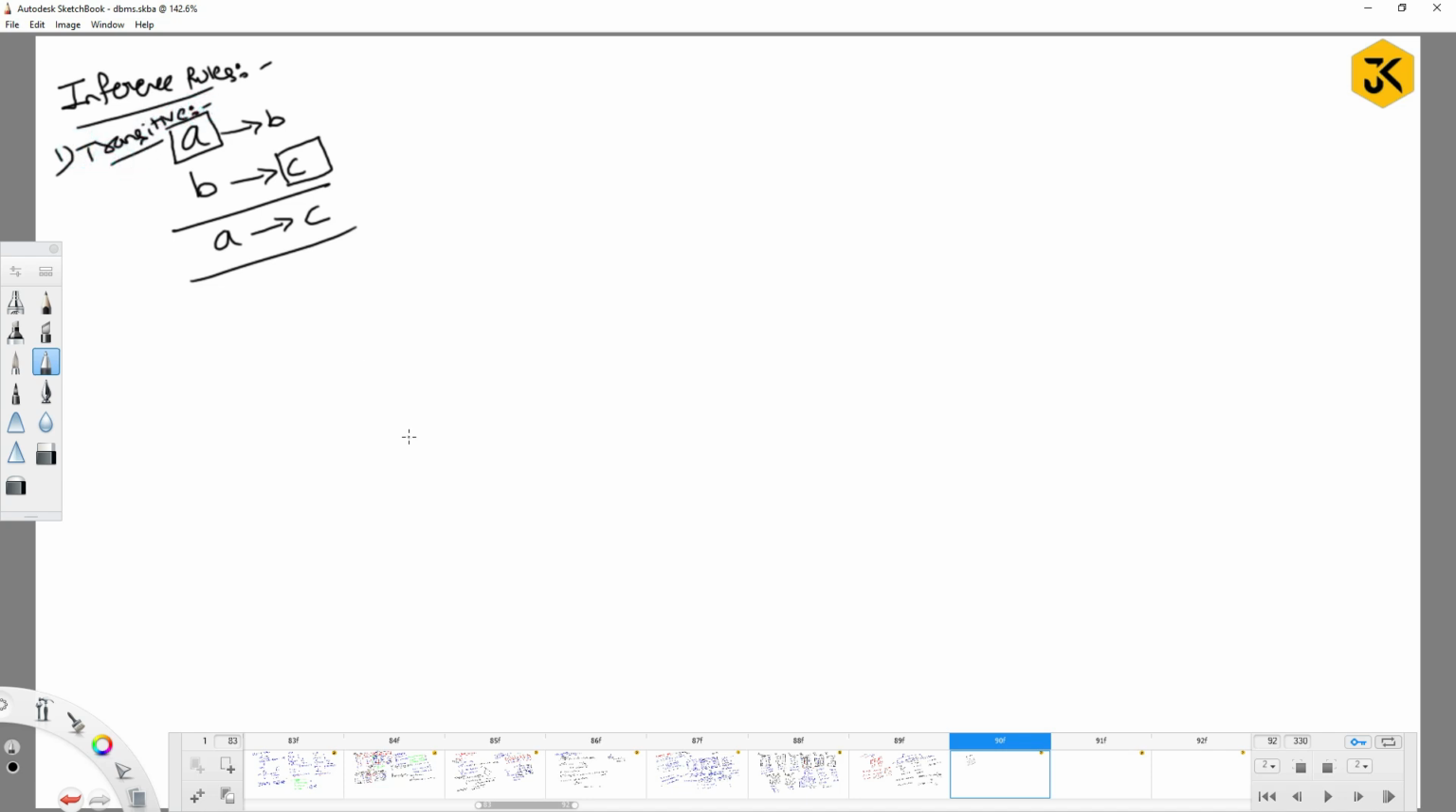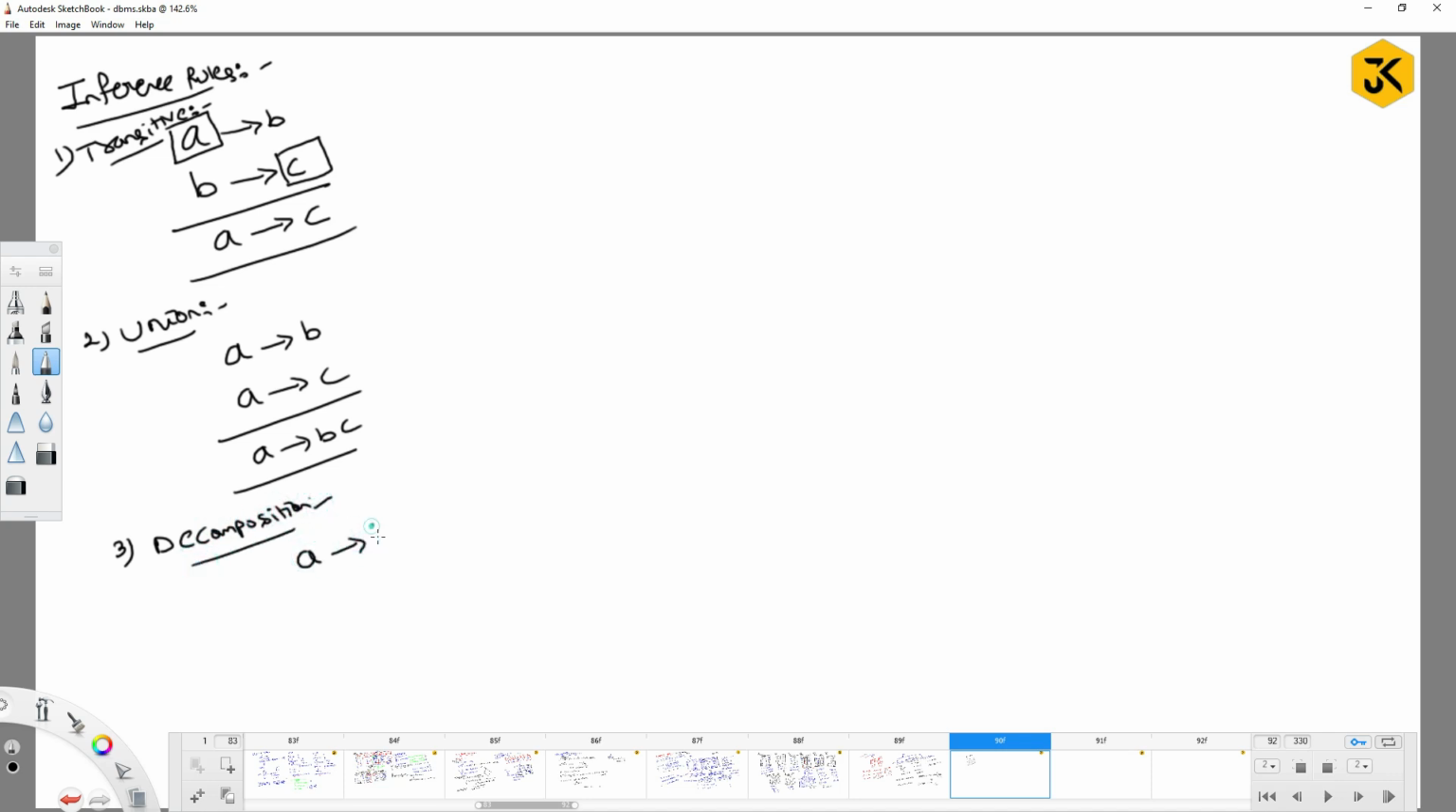Transitive. What is the meaning of this one? If A determines B and B determines C, then A determines C. Similarly, the union rule is there, right? If I am saying that A determines B and A determines C, I can infer that A determines BC. Similarly, decomposition is there. Decomposition: A determines BC, I can write it as A determines B or A determines C.